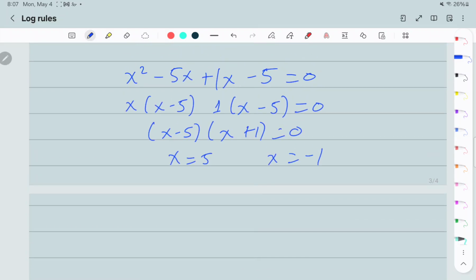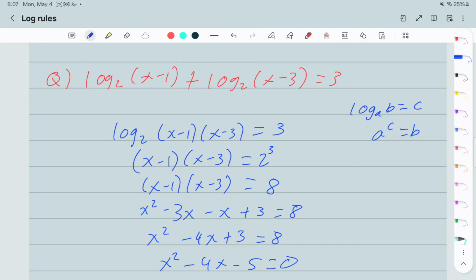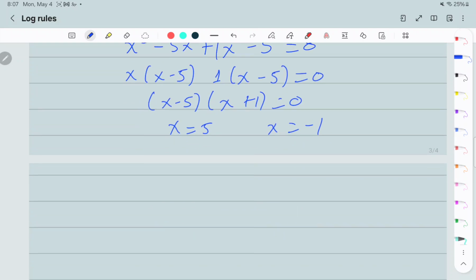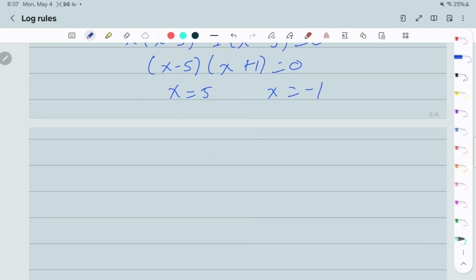So with that justification, we say that x should not be negative. Because if I put minus 1 here, look what happens. Log 2 of minus 1 minus 3 will give you log 2 of minus 4. And this is not allowed. So that's why we cannot put minus 1 in. So you reject minus 1 because of negative logs, and you say x equals 5 is your answer. That's how you involve quadratics with this, and you can do any question you want.